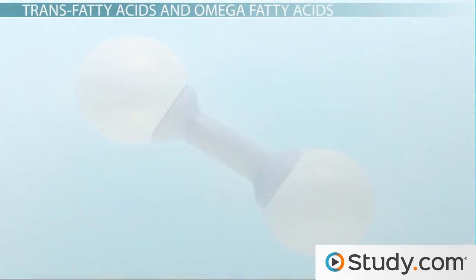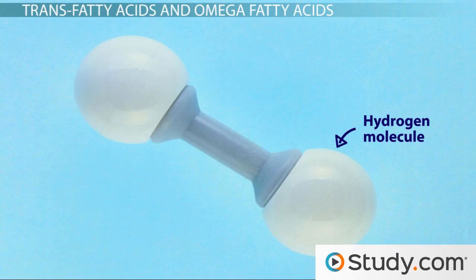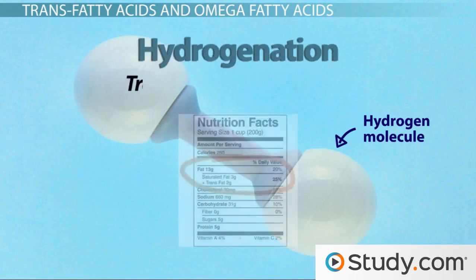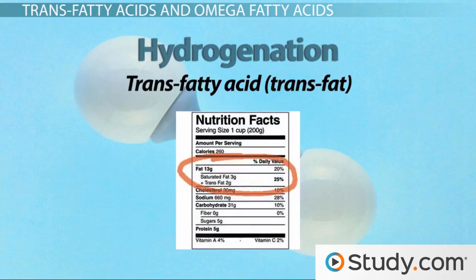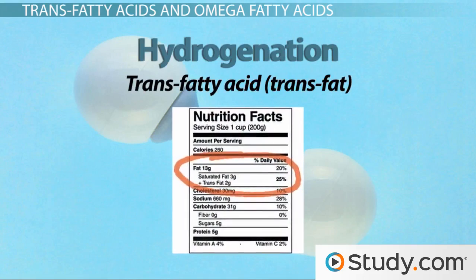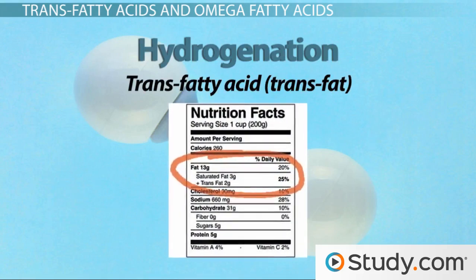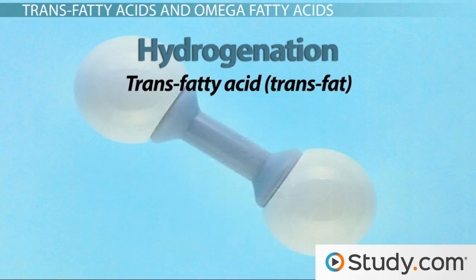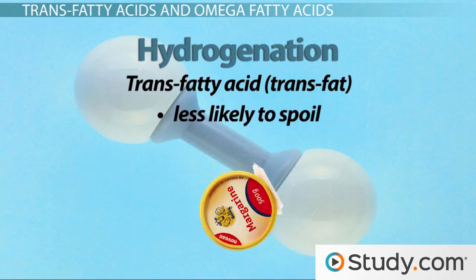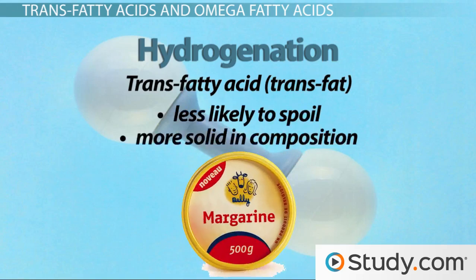When unsaturated fats have hydrogen added to them through a process called hydrogenation, a trans fatty acid, aka trans fat, is formed. Namely, the oil that is hydrogenated is vegetable oil, and hydrogenation makes the resulting fat less likely to spoil but more solid in composition than it was before.